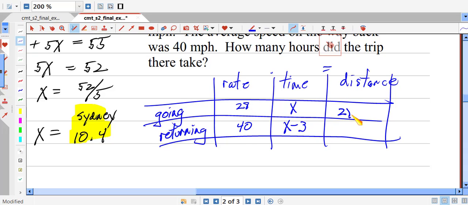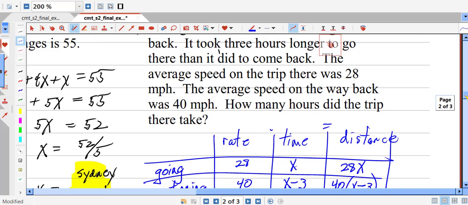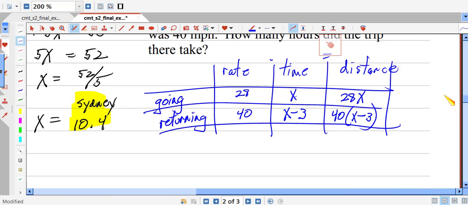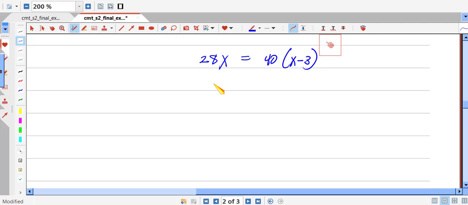So that means this distance is 28 times x, because you always do rate times time equals distance. That's how you always fill in the last column. And this would be 40 times x minus 3. So how many hours did the trip take? Well, the distance is going to be the same either way. So your equation is 28x equals 40 times x minus 3.